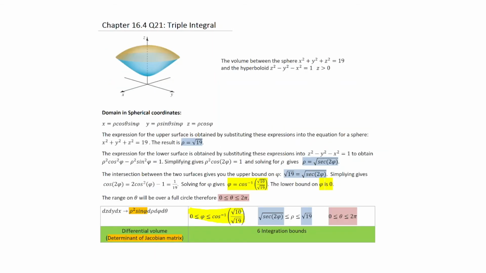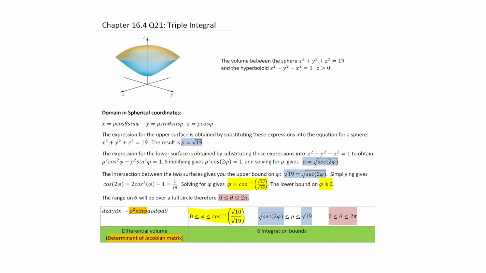All right, let's do question 21. Triple integral. The problem is stated as follows. The volume between the sphere x squared plus y squared plus z squared equals 19, and the hyperboloid z squared minus y squared minus x squared equals 1, and z greater than 0.